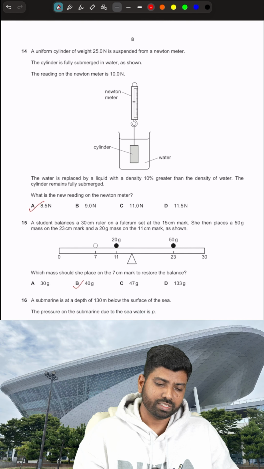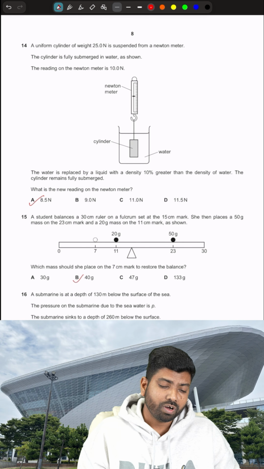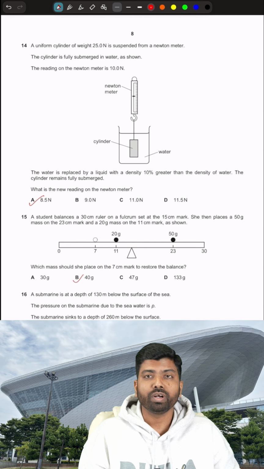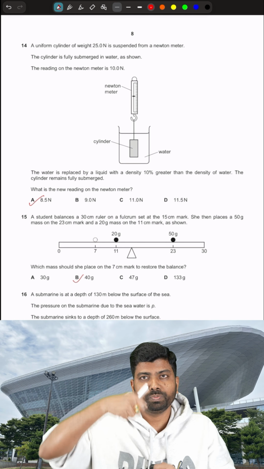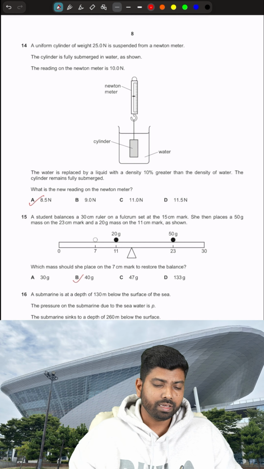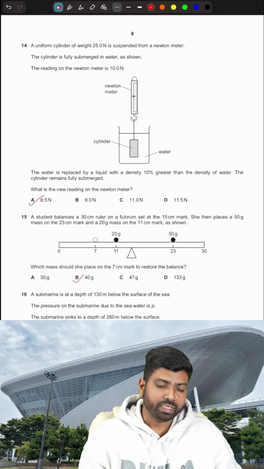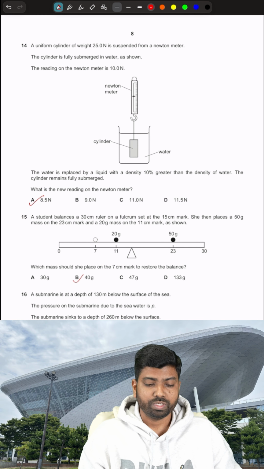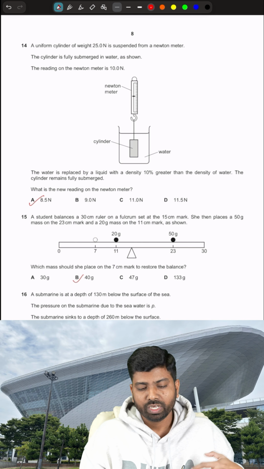Question number 14 is on the screen, and this is from your one question. A uniform cylinder of weight 25 Newton is suspended from a Newton meter, yes, spring balance, Newton meter, right? The cylinder is fully submerged in water. You can see the cylinder is fully submerged in water as shown in the figure. The reading on the Newton meter is 10 Newton. So its weight was 25 Newton, but when it is submerged, it is 10 Newton.